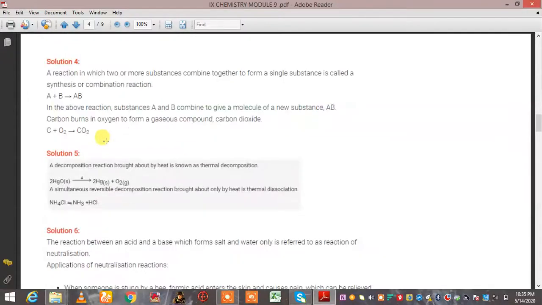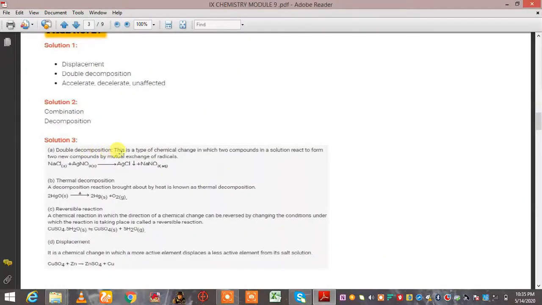Next question, what do you mean by double decomposition? This is a type of chemical change in which two compounds in a solution react to form two new compounds by mutual exchange of radicals. This is the example: sodium chloride plus silver nitrate gives silver chloride and sodium nitrate.